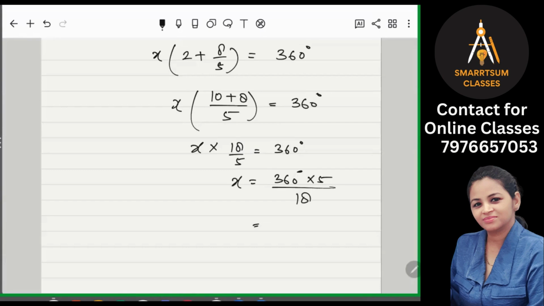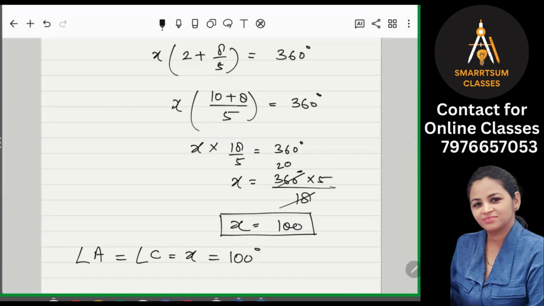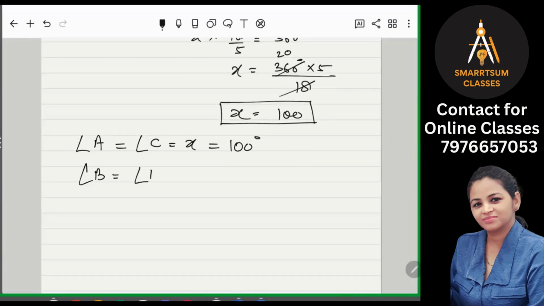Right? Are you getting that? So this can be cut 20 times. Right? 20 into 5 is 100. So what is the value of X? That is 100. Right? So we have got the value of X. Now we can easily find all the angles. Angle A and angle C are equal, which is equal to X, and this is 100 degrees, right? Angle B is equal to angle D, which is equal to 4/5 X. So it will become 4/5 into 100, right? 20, that is 80 degrees. So angle A and C are 100 degrees, and angle B and D are 80 degrees.